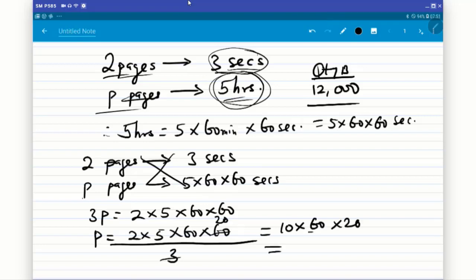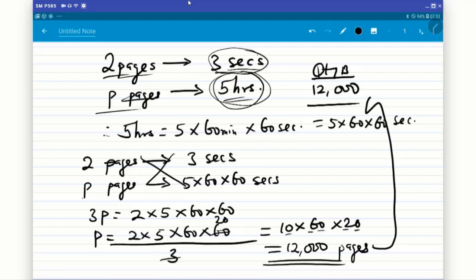Alright, what can I do? I can just say 6 times 2. That will give me 12. And then 1, 2, 3 zeros. Add them there. So that means I'm going to produce 12,000 pages when I do it in 5 hours.